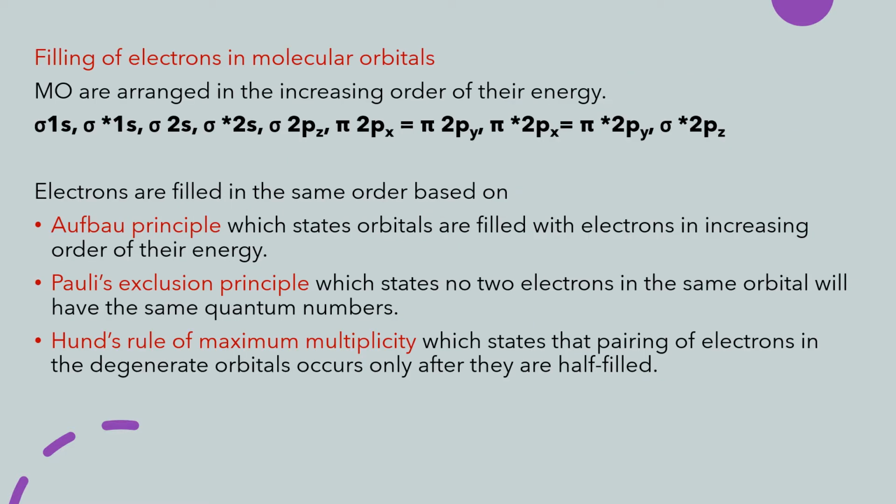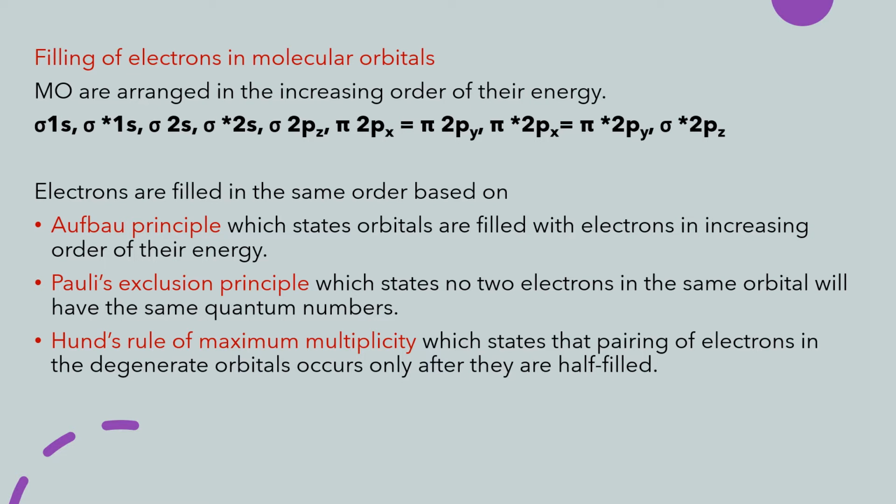Yes, welcome back. We are going to discuss the filling of electrons in molecular orbitals. Electrons are filled in the same order which we use in filling the atomic orbitals. So the Aufbau principle states that orbitals are filled with electrons in increasing order of their energy. That means the electrons first enter into 1s and then to 2s energy levels and so on.